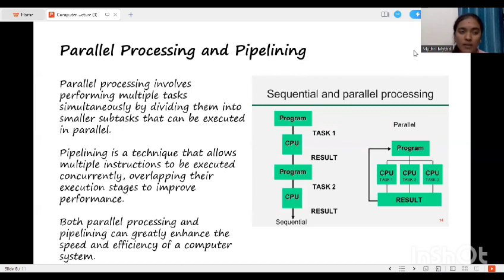Last thing, parallel processing and pipelining. Parallel processing involves performing multiple tasks simultaneously by dividing them into smaller subtasks that can be executed in parallel. Pipelining is a technique that allows multiple instructions to execute concurrently, overlapping their execution stages to improve performance. Both parallel processing and pipelining can greatly enhance the speed and efficiency of the computer. Sequential and parallel processing. First thing, program task one is sent to the CPU and we get the result.